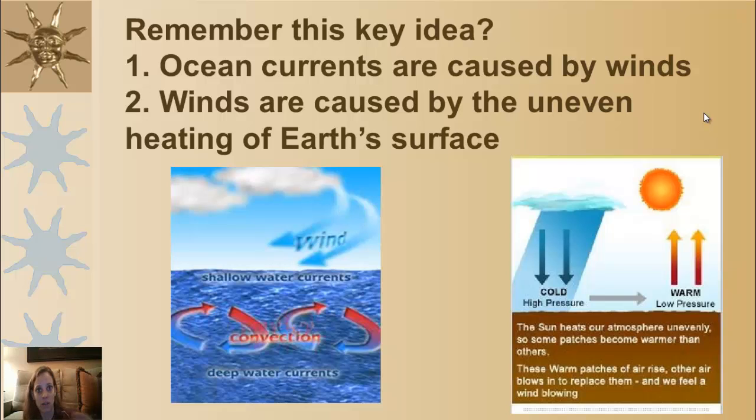And that convection cycle is what we feel as wind, and that wind blows over the surface of the oceans. As it blows over the surface of the oceans, it creates convection cycles within the oceans themselves, and those convection cycles are what create ocean currents. And ocean currents and winds are part of what create climate on our planet. So it's all interconnected in a really beautiful way.